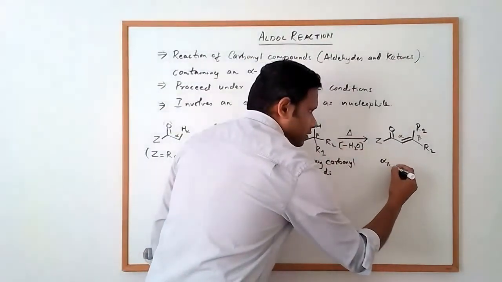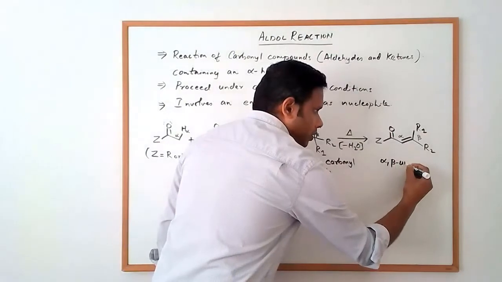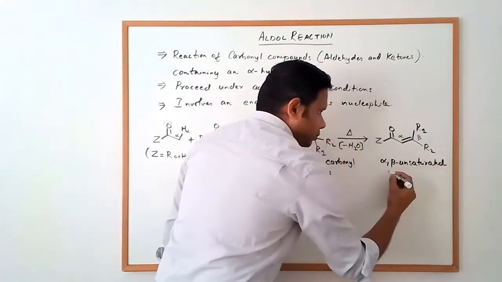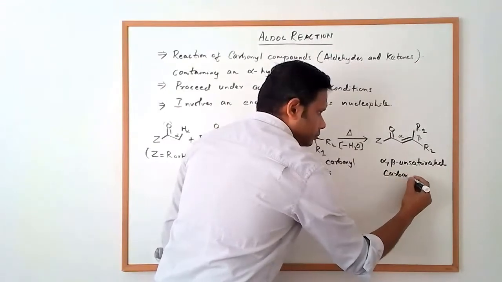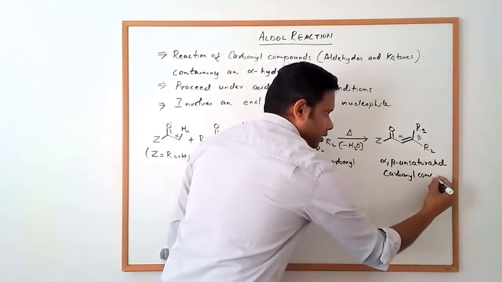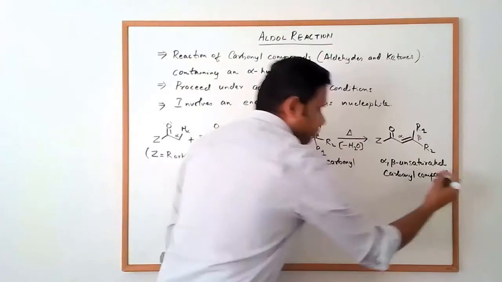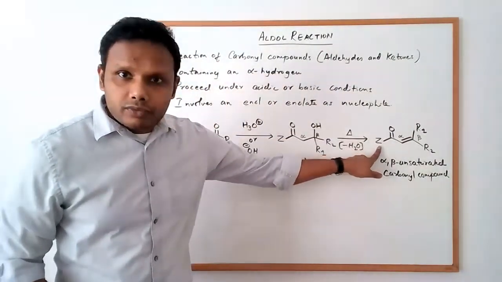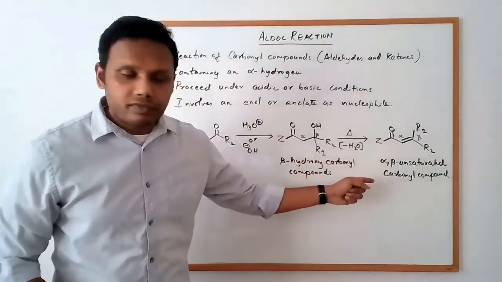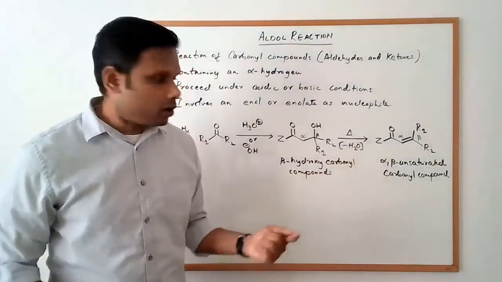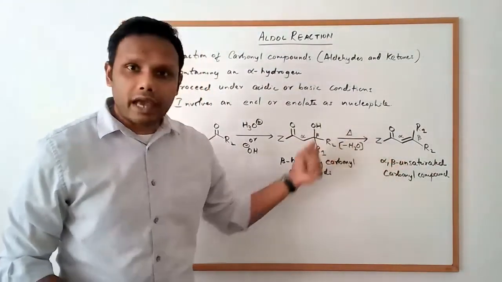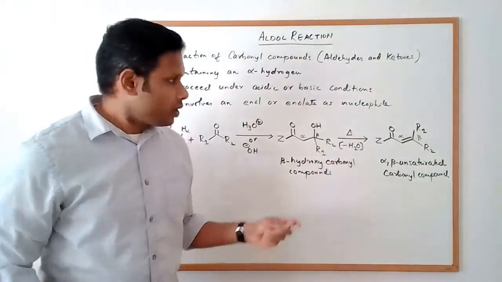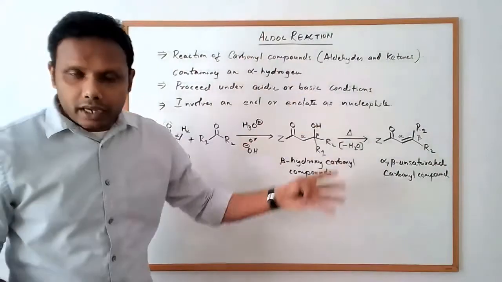And this compound is an alpha beta unsaturated carbonyl compound, because we get this double bond. Again, based on the nature of Z, we can go specific, and this compound can be called an alpha beta unsaturated aldehyde or an alpha beta unsaturated ketone. So that's the aldol reaction.